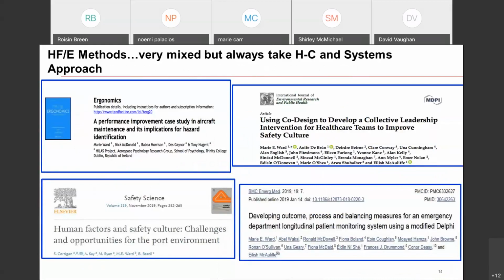So lots of participatory action research or ethnography, observations of work, has it actually happened, using co-design and co-production to engage staff and patients in redesigning systems, looking at things like the Institute for Healthcare Improvement, looking at not just outcome measures but process and balancing measures to see if there are any knock-on effects down the line. So again, very mixed methods, but always taking that look at people and systems and how they interact.